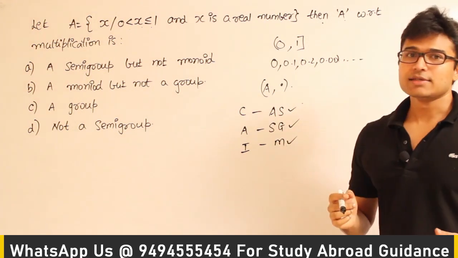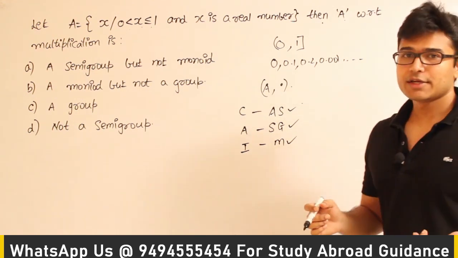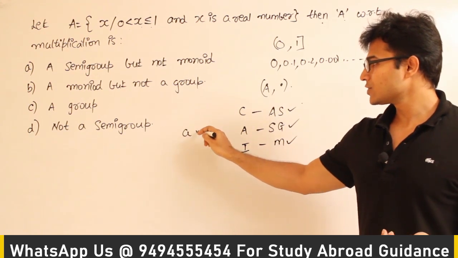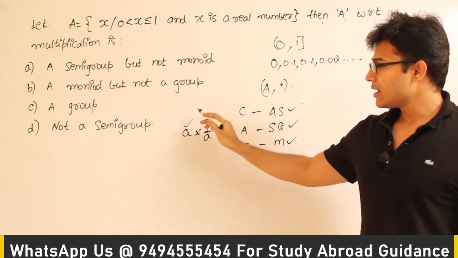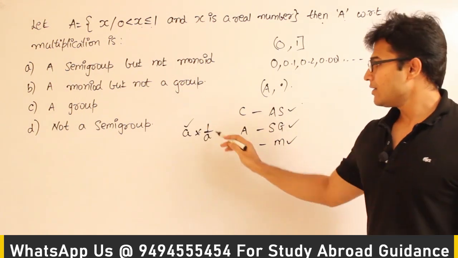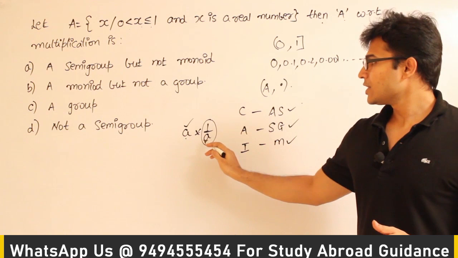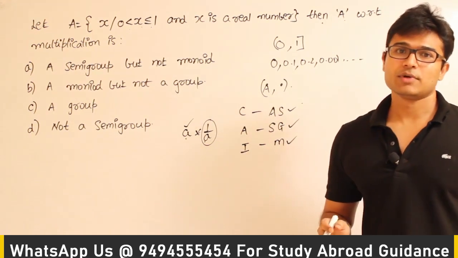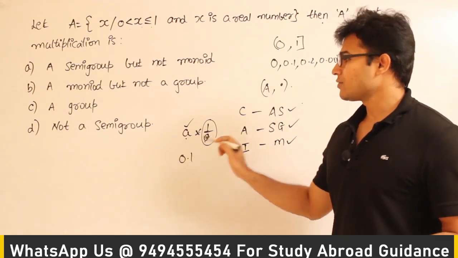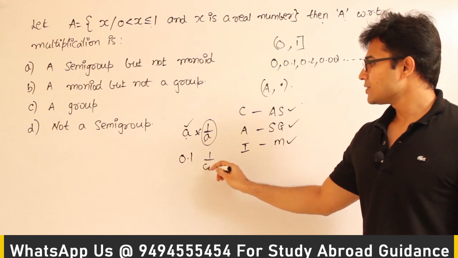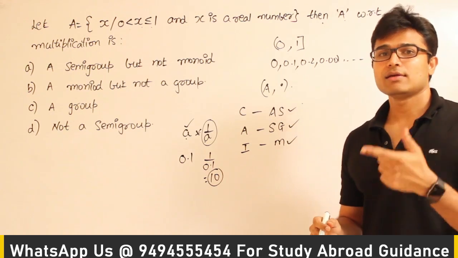Now the next property is, let's test if every element is going to have an inverse. So for multiplication, if there is an element A, what is the inverse of it? 1 by A, right? If you find A in the given set, and 1 by A also in the given set, then we can say that the inverse of every element is present in this set, and so it is a group. Now let's see if the inverse of every element is present in this set or not. Let's take an element 0.1. Now if you try to find 1 by 0.1, it is going to be 10, but 10 is not going to be present in the given set.